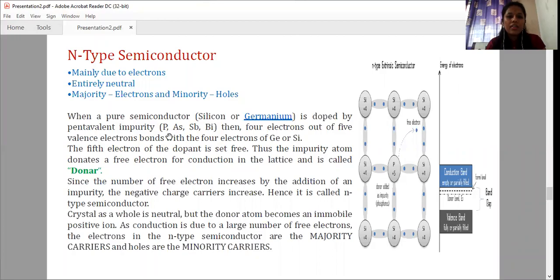Pentavalent impurities, such as phosphorus, arsenic, and bismuth, are examples of pentavalent impurity. Some electrons are bound with each other, but one remains. The fifth electron of the dopant is set free. Thus, the impurity atom donates a free electron for conduction in the lattice. It is called a donor.